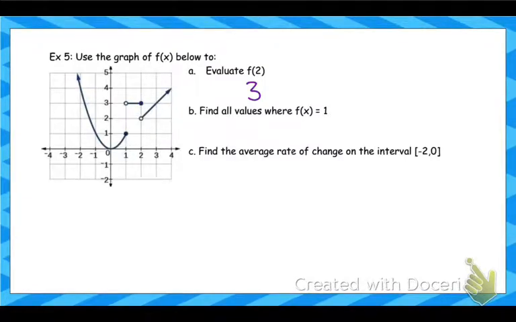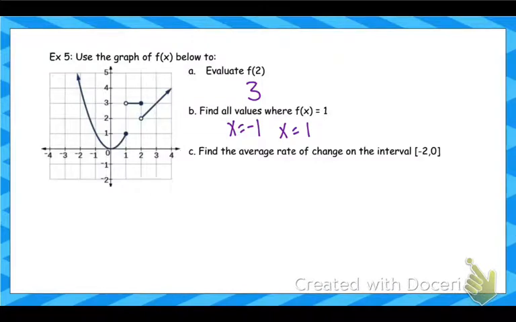All right, find all values where f of x equals 1. So when y equals 1, there are 2 points. Negative 1 and 1. And then the last one's actually a really easy Algebra 1 question, but the wording on it gets confusing for some people. Because again, we're talking about interval notation.